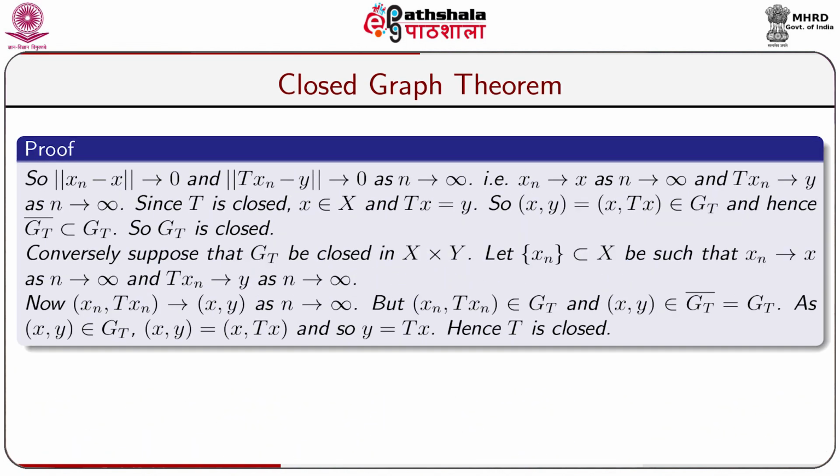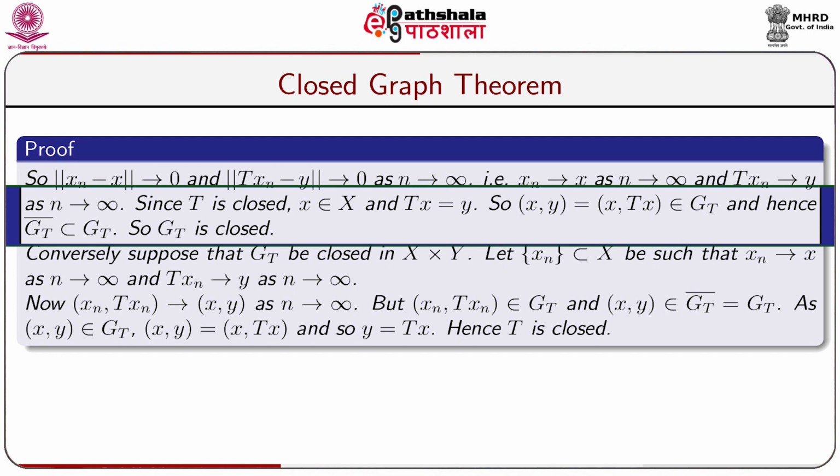So the norm of xn minus x tends to 0 and the norm of Txn minus y tends to 0 as n tends to infinity, which implies that xn goes to x and Txn goes to y as n tends to infinity. Since T is closed, we get x belonging to capital X and Tx is equal to y.